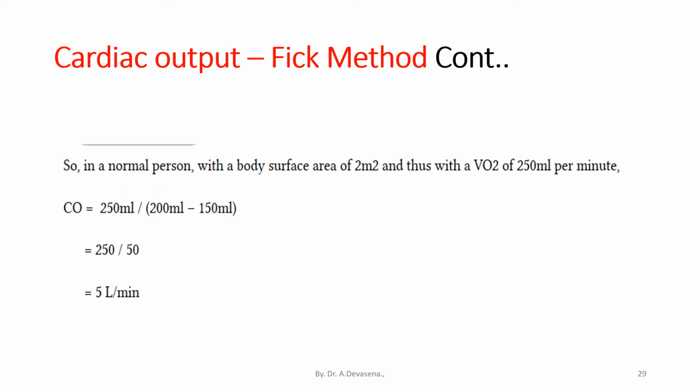So, in a normal person with a body surface area of 2 square meters and thus with an oxygen consumption of 250 ml per minute, cardiac output is equal to 250 ml divided by 200 ml minus 150 ml. That is 250 divided by 50, which is equal to 5 liters per minute. In this way, we can calculate the cardiac output with the help of the Fick method.